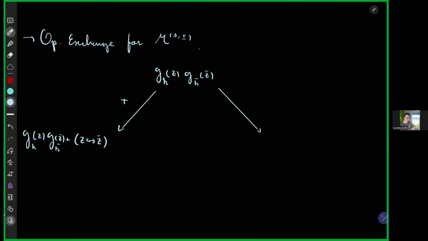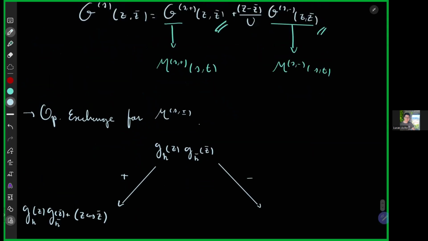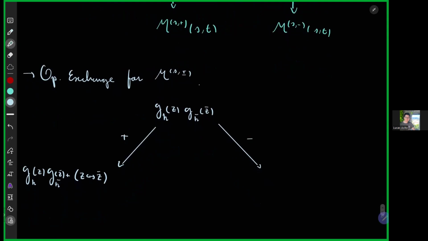Exchange. And for the odd amplitude contribution, we just anti-symmetrize and extract this factor here. So this will lead to the following: U of Z minus Z bar, of G_H of Z, G_H bar of Z bar, now minus, of course, the same thing with Z and Z bar exchanged.